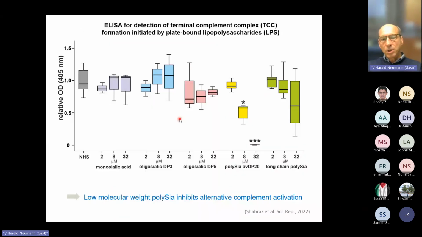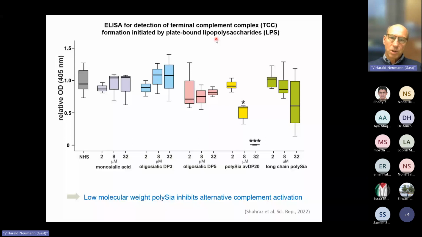So first we were using an ELISA to analyze the complement activation, and this is an assay system which you can buy commercially. It's called the Wieslab assay system. The system is set up so that you have an ELISA plate which is coated with lipopolysaccharides. So it's a plate-bound lipopolysaccharide. Then you add human serum.